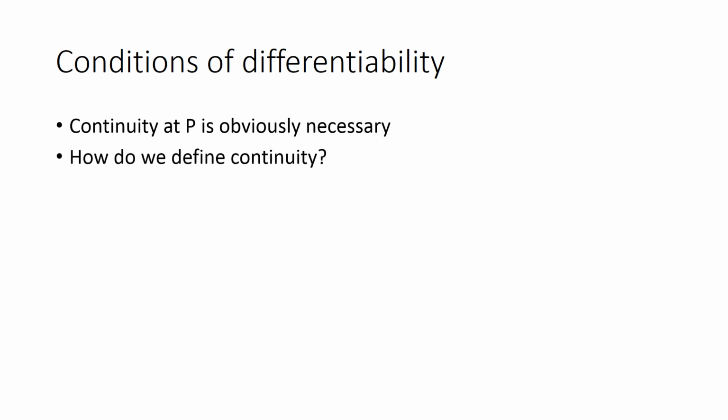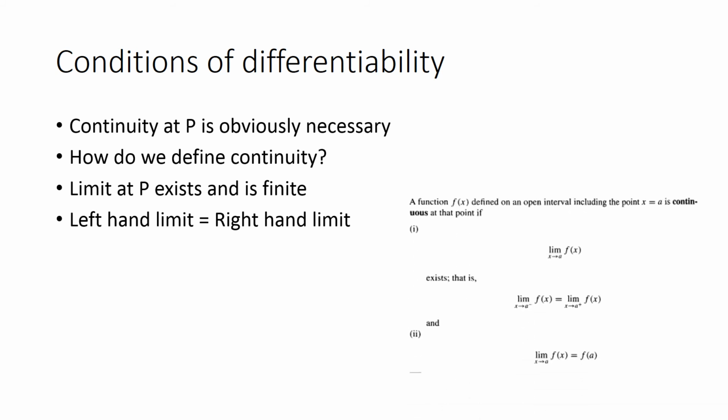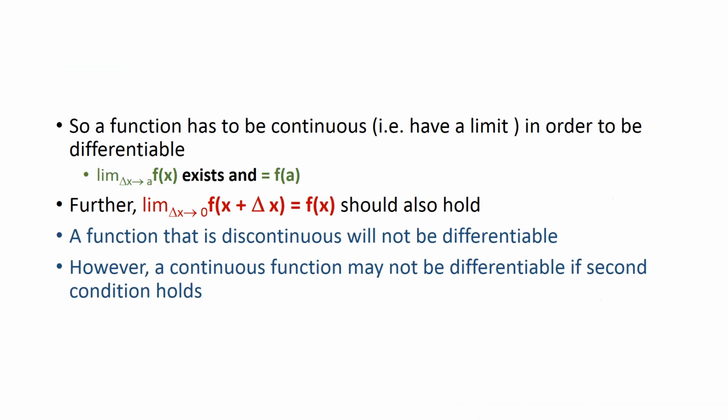Now, when is a function differentiable? Two conditions are important in this context. One is we require continuity. But how do we define continuity? The limit at p exists and is finite. So that means the left hand limit is equal to the right hand limit. This is the definition that followed. So a function has to be continuous in order to be differentiable, which means two conditions have to be satisfied. The limit as x tends to a of f(x) exists and is equal to f(a).